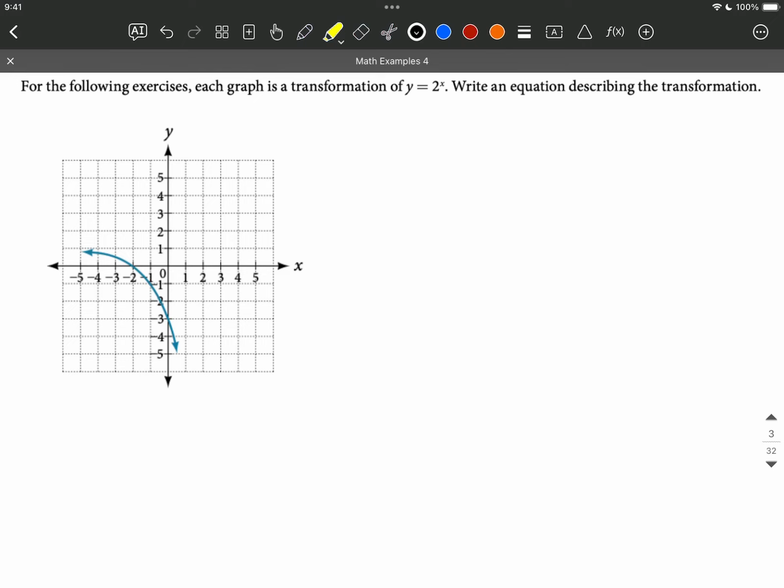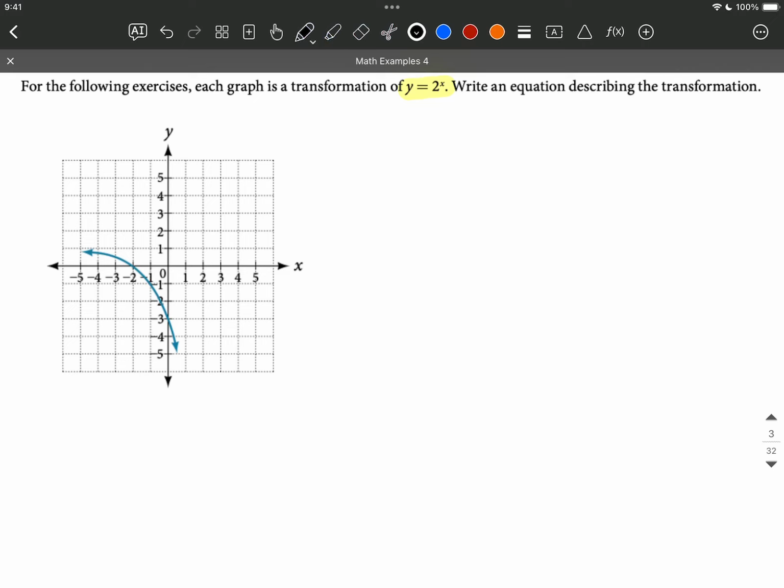For this example, we're given the graph of an exponential function, and we want to find the function itself that would produce this graph. We are told that this is y equals 2 to the x power, so we're given that the base has to be 2.